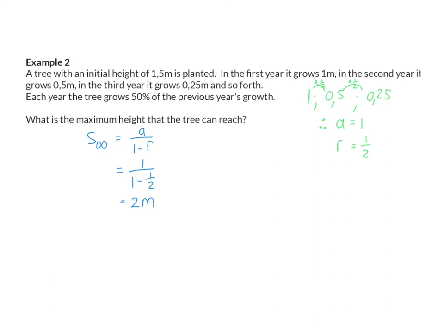The question, however, was the maximum height of the tree. So to get the maximum height of the tree, we're going to start off with the original height of the tree and add the total that it can grow, and that will give us a maximum height of 3,5 meters.